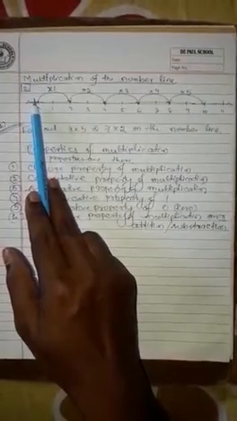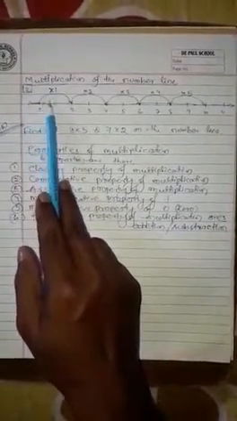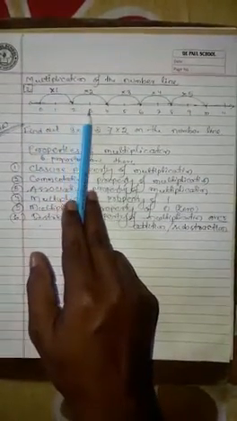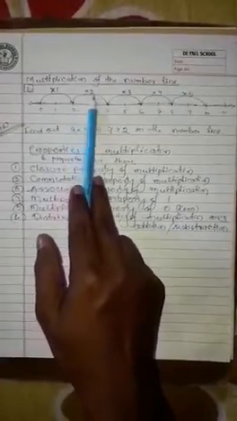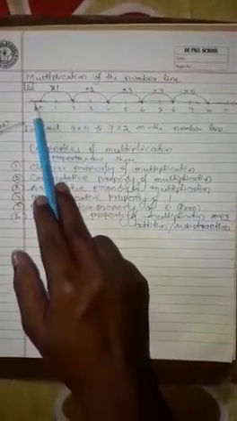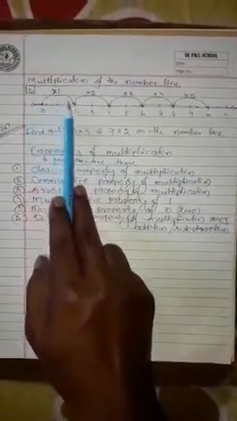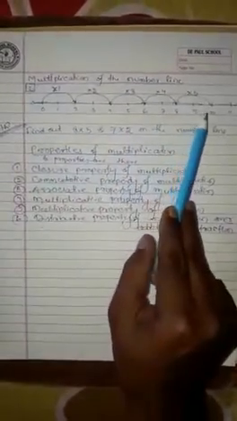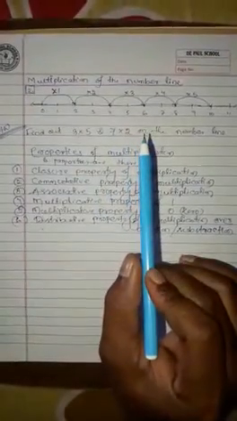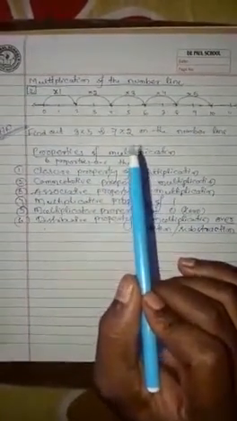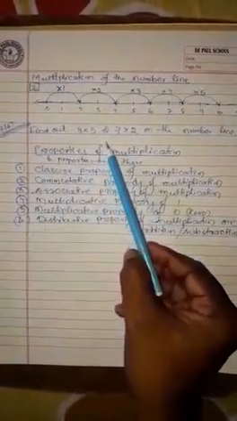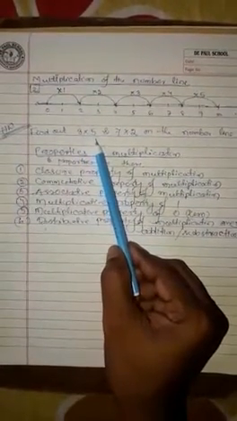Now we multiply 2 by 5. 0, 1, 2, this is 1 part, and 2 to 3 and 3 to 4, this one is one part. Suppose 2 ones are 2, 2 twos are 4, and 2 threes are 6, like this 2 fives are 10. This is the multiplication of 2 by 5.